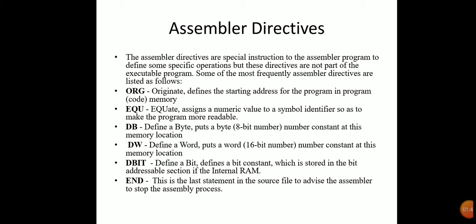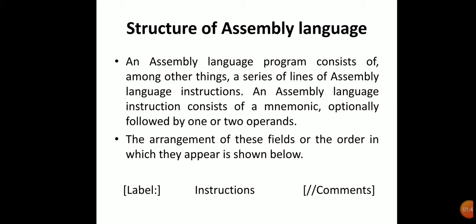Now we see the structure of an assembly language program. An assembly language program consists of, among other things, a series of lines of assembly language instructions. An assembly language instruction consists of a mnemonic, optionally followed by one or two operands. The arrangement of these fields, or the order in which they appear, is shown below: that is a label, mnemonic, operands, and also the comment.